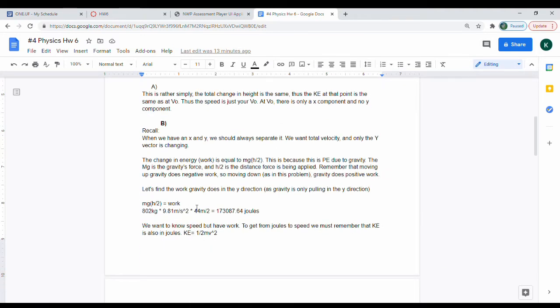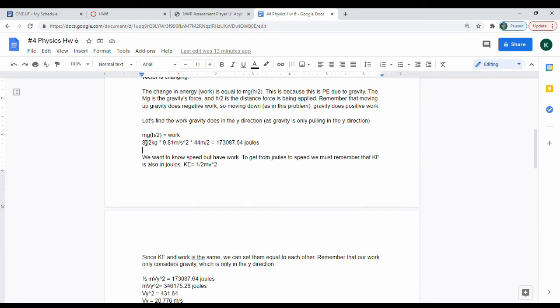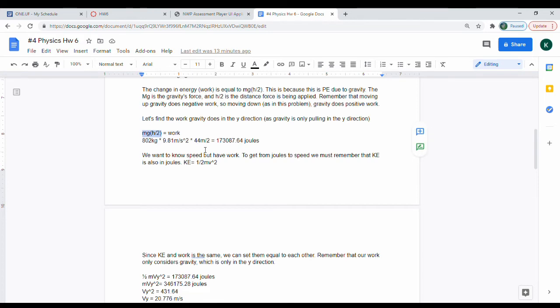And energy is kinetic energy, and kinetic energy equals 1/2 mv squared. So after you find out the gravitational potential energy, you need to set it equal to the kinetic energy. Gravitational energy is just mg times 1/2 of h, whatever your numbers are.